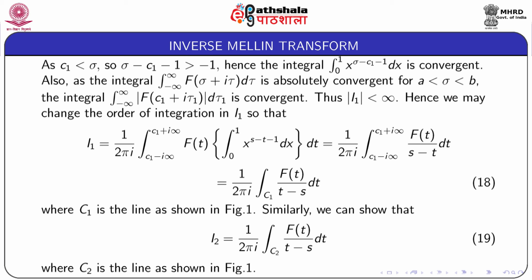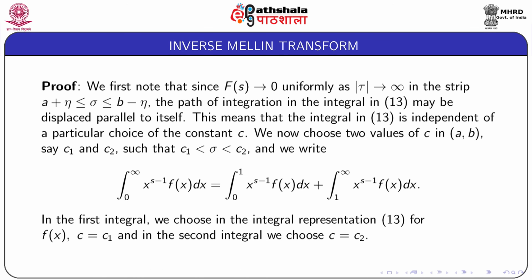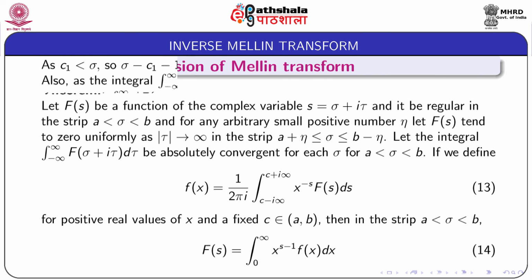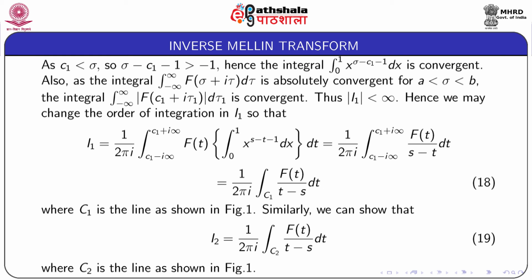Similarly, we can show that capital I2, which was the integral from 1 to infinity, this. Here we have already mentioned that in I2 we have used the representation of small fx from equation 13 with c equal to C2. In a similar manner, we can show that capital I2 is equal to 1 by 2 pi i integral over capital C2 Ft by t minus s dt as given in equation 19, where C2 is the line as shown in figure 1.